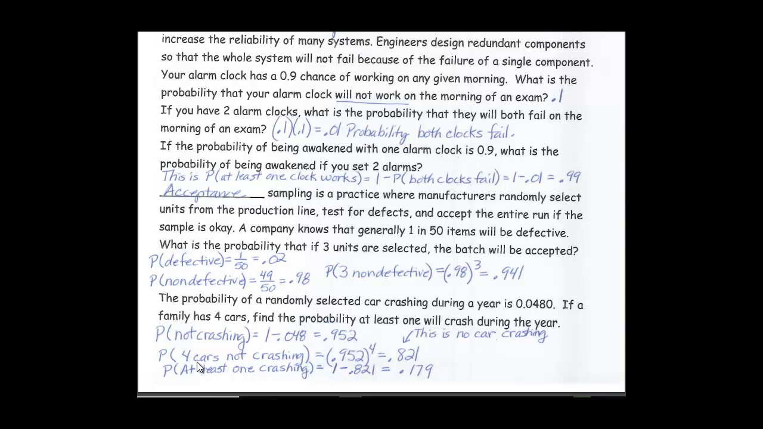The probability of 4 cars not crashing is going to be the probability of a single car not crashing 4 times, because each car is its own event, which is going to give us the outcome of 0.821, or 821 thousandths probability that no car will crash. So our last question: the probability of at least 1 car crashing is going to be the complement of no car crashing. So 1 minus 0.821 is going to give us our 0.179 probability for at least 1 car crashing.